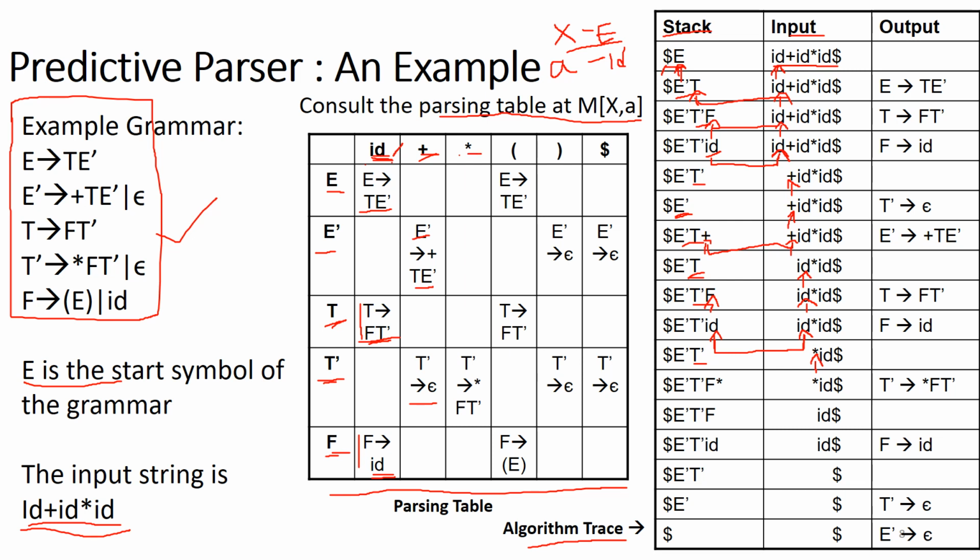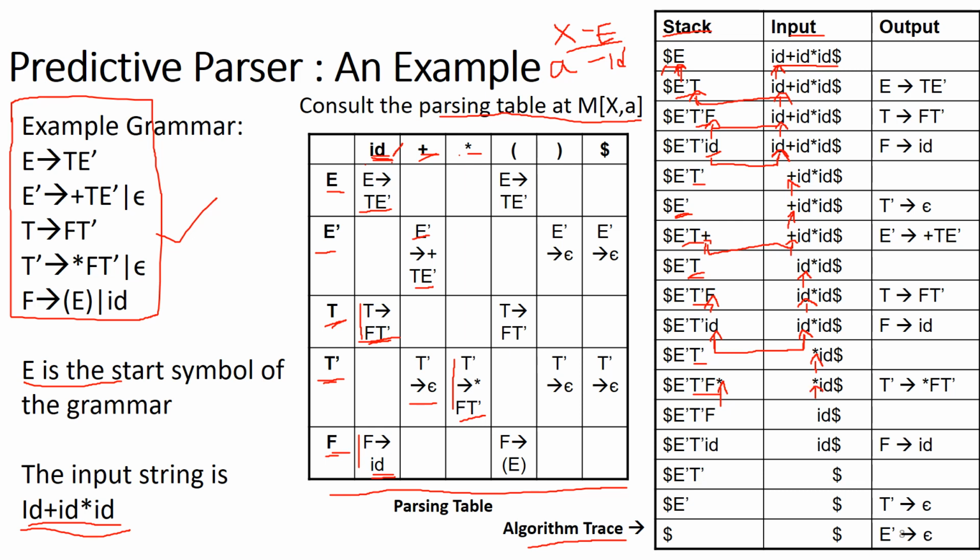Here we have a production T dash to star F T dash, where T dash is the left hand side of the production and the top of the stack currently, and star F T dash is the right hand side of the production. Therefore, T dash, the top of the stack, is replaced with star F T dash in the reverse order, and therefore the string is inserted as T dash F star, and star is the current top of the stack, and star is also the current input symbol under consideration.